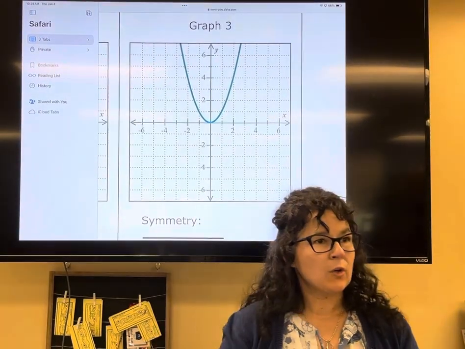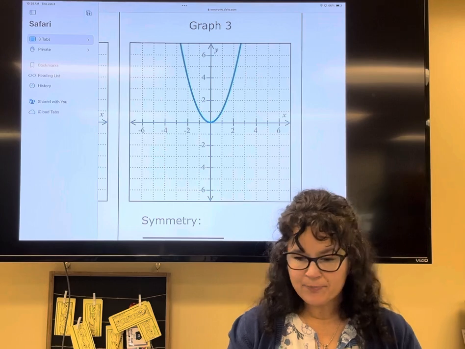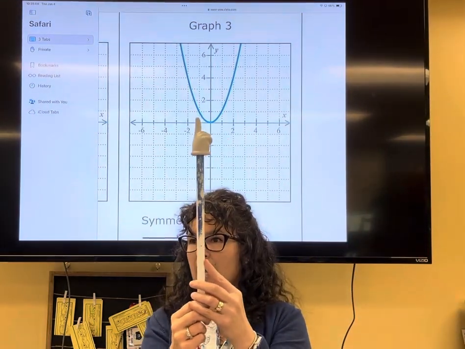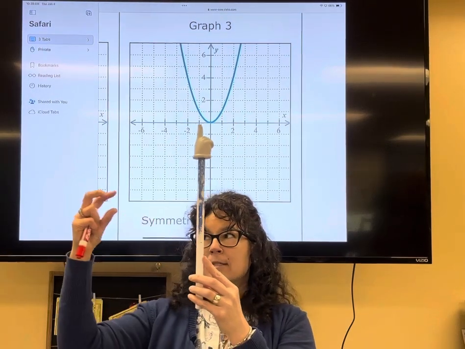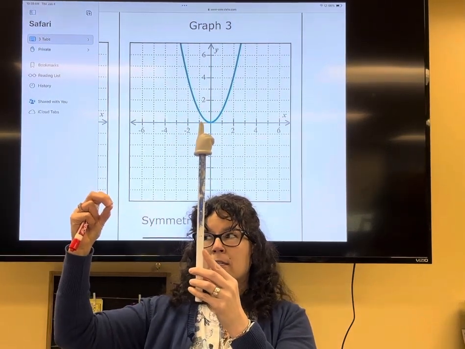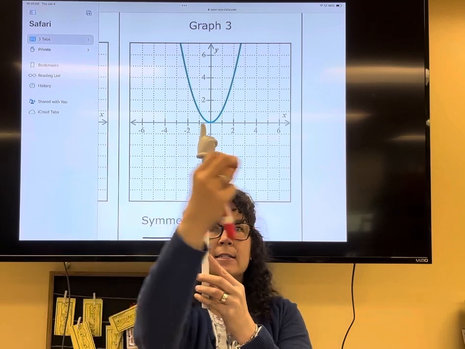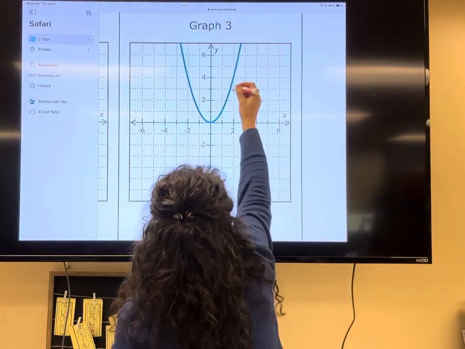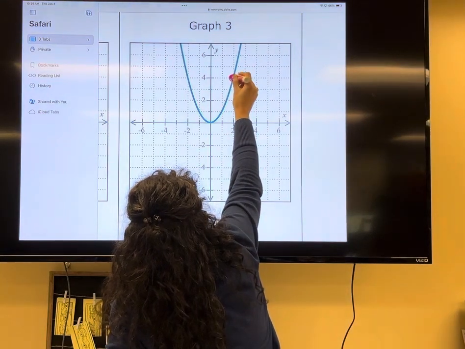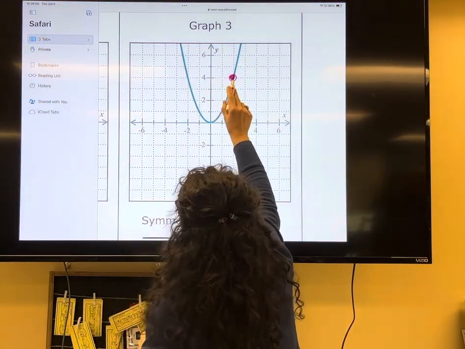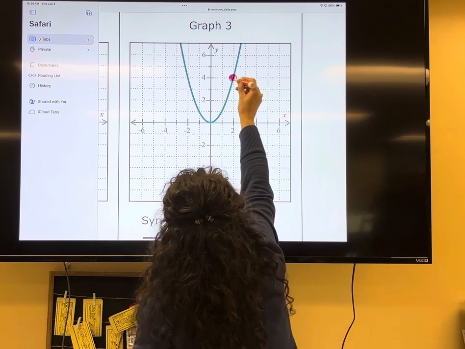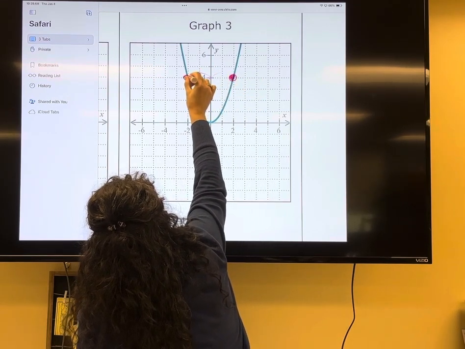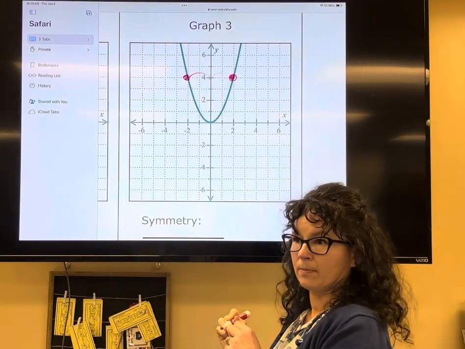Let's go through a few graphs so you can determine symmetry. So if there is symmetry to the y-axis, this is your y-axis, that means that a point jumped across the y-axis the same distance. So notice right here, this point is a distance of 2 away from the y-axis. If I jump it across the same amount, it would land right there.